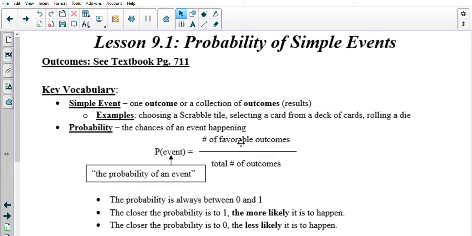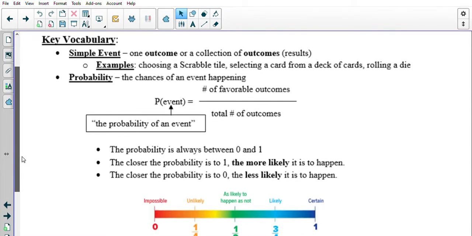A lot of probabilities that you're used to working with, we're going to see a lot of questions that involve selecting a marble from a jar. Those are simple events. Now, you've probably seen probability before, so this lesson I think you'll find to be relatively simple. It's nothing super complicated, but the probability of something is the chances of an event happening.